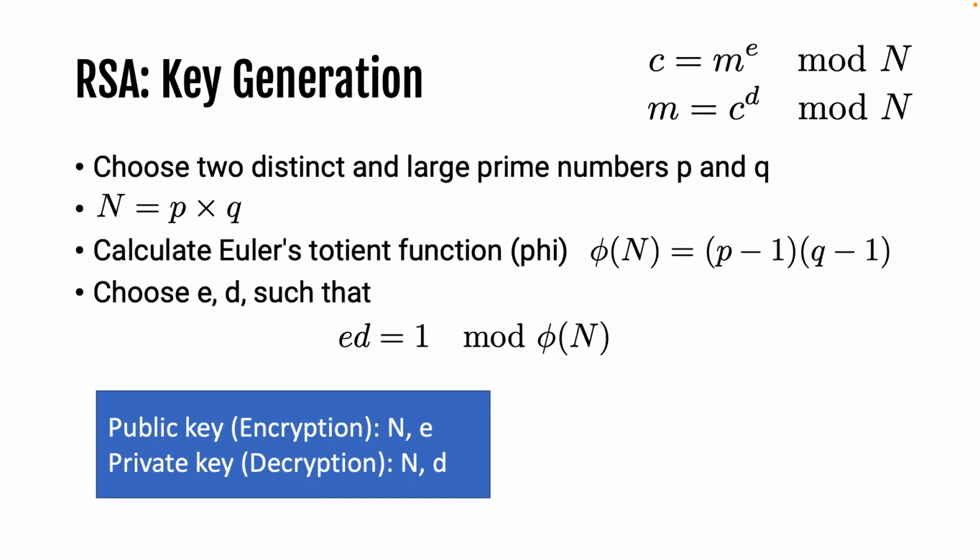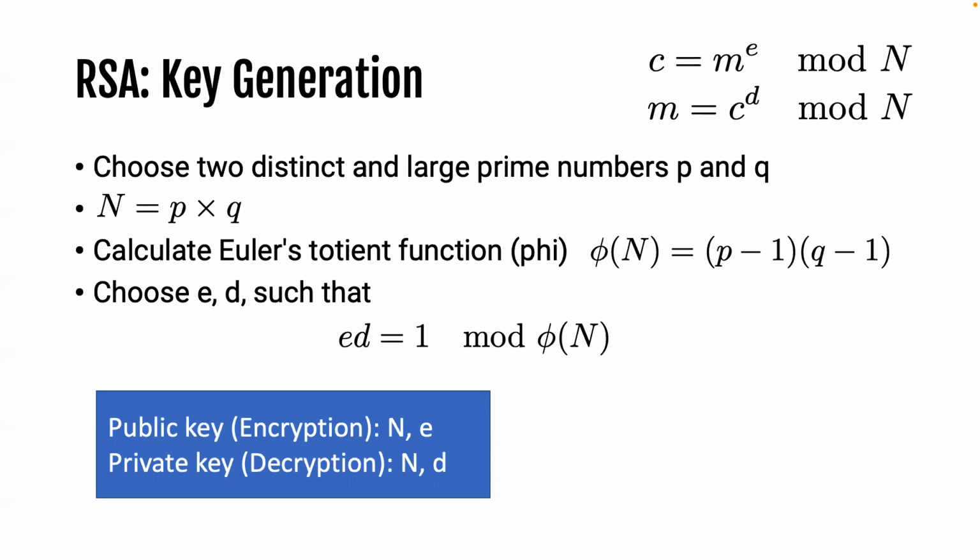The reason why phi of n looks like this is because n is the multiplication of two big prime numbers, and because of that, the totient function for n is the multiplication of p minus 1 and q minus 1. Actually, if you want to know the meaning of the totient function, it's the number of values that are smaller than n and also co-prime with n. That's the meaning of Euler's totient function.